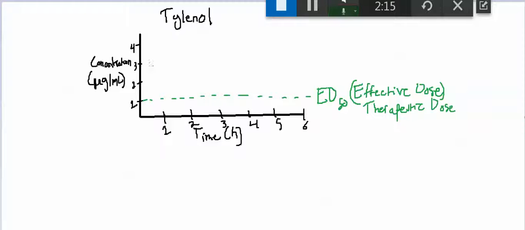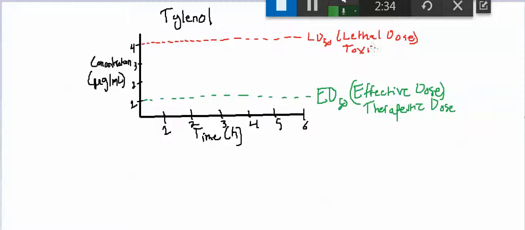Now the second level is way up here at 4 micrograms per milliliter, we'll say. Way up here, and this is called the LD50, which stands for lethal dose, also known quite often as the toxic dose. And above this level, you are in severe danger of death. Around this level, you are in severe danger of serious side effects.